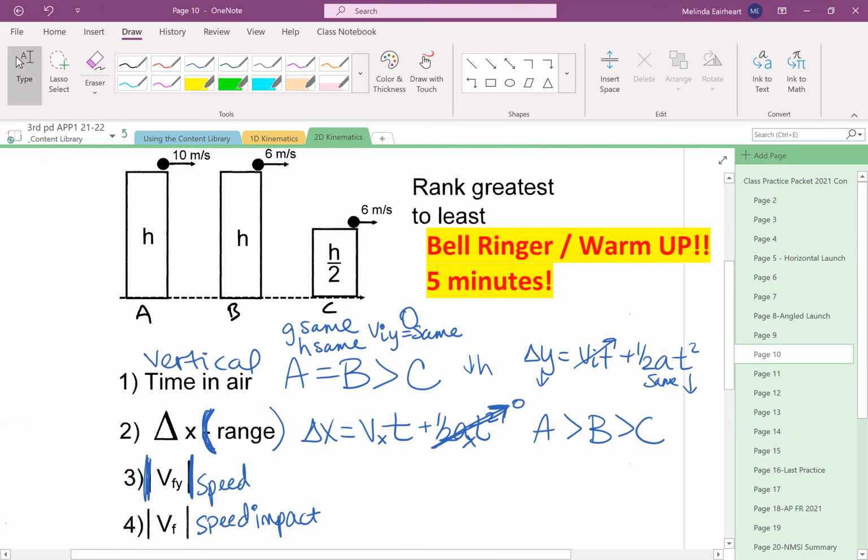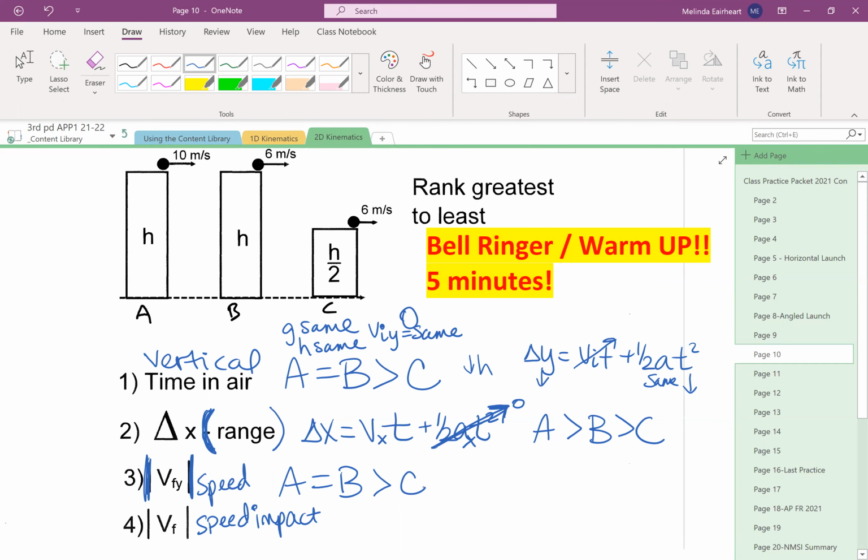Who's going to have a greater vertical speed the split second before it hits the ground? A and B are equal. I would agree with that. And it is the same reasoning as we had in question 1, right? They all start at 0, they travel the same distance in the same time, and gravity is the same. So A and B will have the same vertical component, and then C would be the least. Again, same reasoning. It's got the smallest height, smallest time.